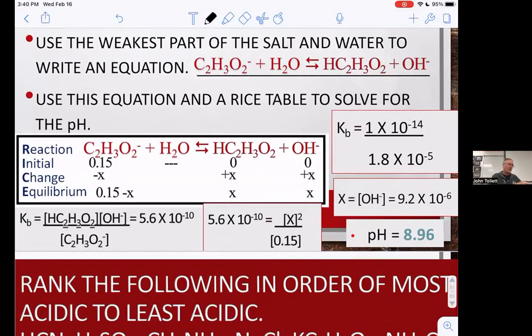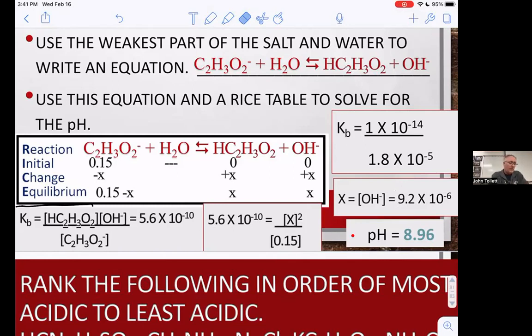But I have set up my Kb expression right here. The Kb is what I solved for over there on the right. Solving for the Kb over here was 5.6 times 10 to the minus 10. I set it up in terms of X, and then I solved for X. And then in the background, I didn't show you how, but if I took the negative log of this number, I will get my pOH. To find my pH, I just did 14 minus my pOH, and that gave me my pH. So I left a couple steps out of there, but that's how you would end up getting to that point.